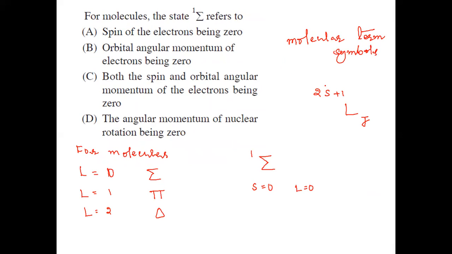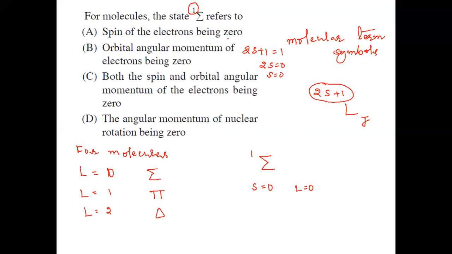Whatever you find here is the spin multiplicity. So 2S plus 1 is equal to 1, so 2S is equal to 0, and S is equal to 0. From this, we can find the spin of this molecular system. The spin is now 0. So the first statement is correct.